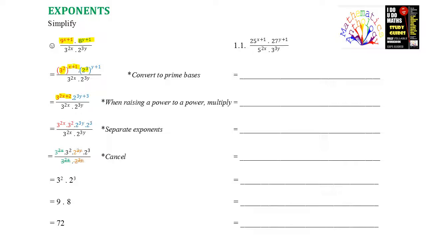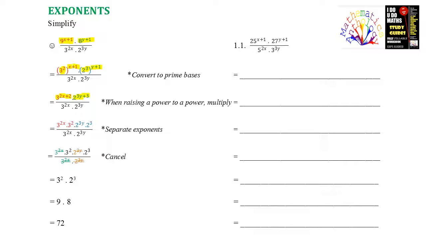We do the same for the blue portion here. So 2 to the power 3 raised to y plus 1. 3 times y is 3y, and 3 times positive 1 is positive 3. So that becomes 2 to the power 3y plus 3.